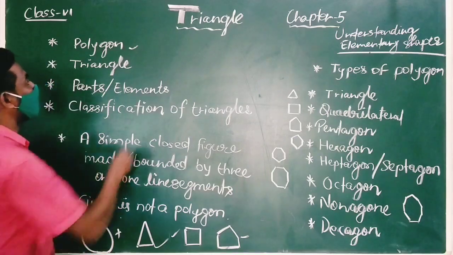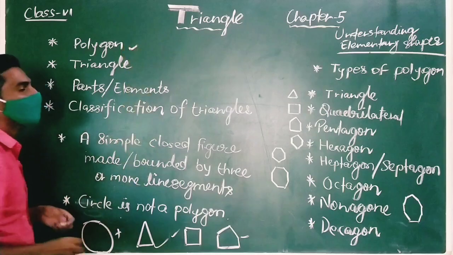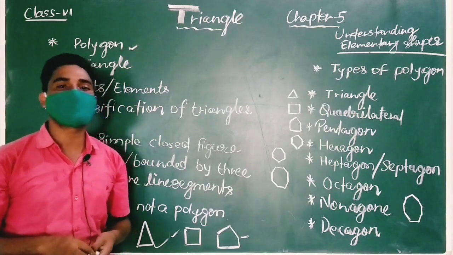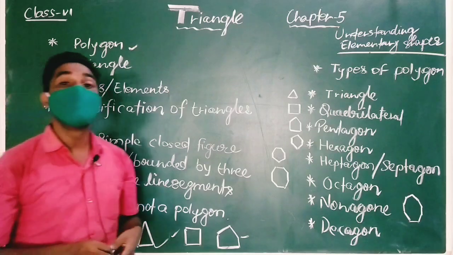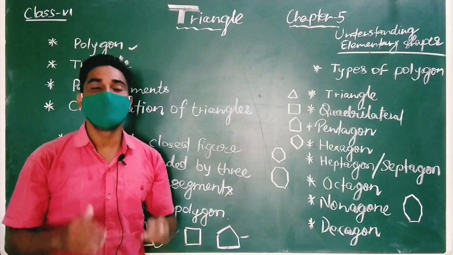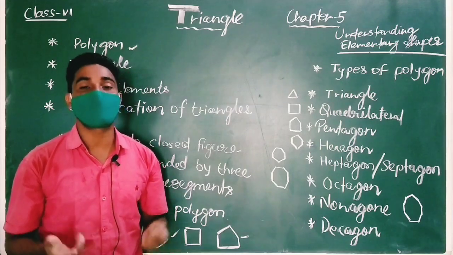First I have just written here polygon. What is polygon? Why sir we are discussing polygon? Without discussing polygon we cannot discuss triangle. Why sir? Because triangle is a polygon. So if you say triangle is a polygon, before that you will have to understand what is polygon.